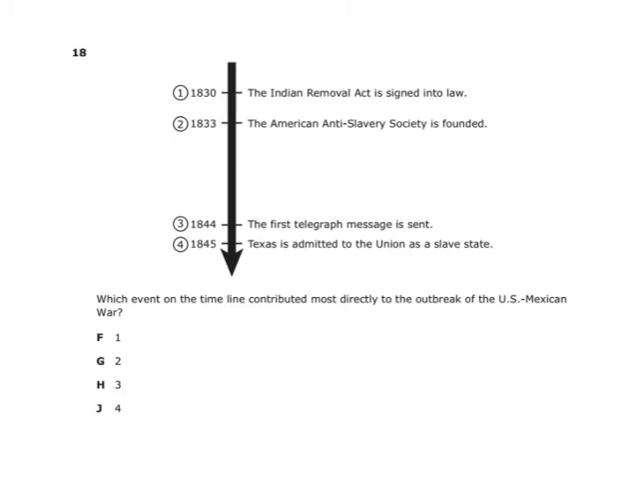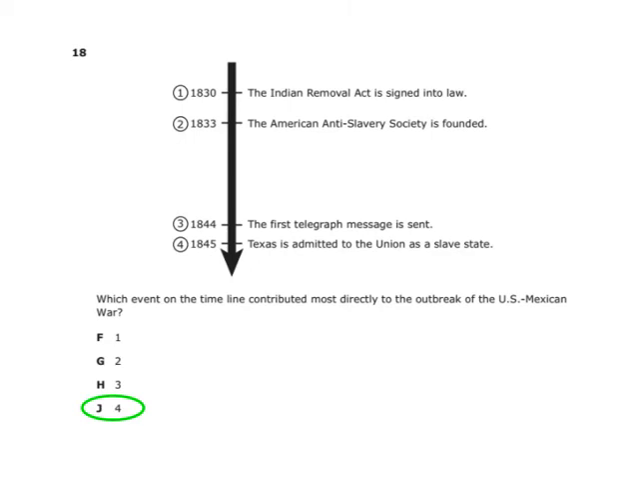1830, the Indian Removal Act is signed into law. 1833, the American Anti-Slavery Society is founded. Number 3, 1844, the first telegraph message is sent. Number 4, 1845, Texas is admitted to the Union as a slave state. Which event on the timeline contributed most directly to the outbreak of the U.S.-Mexican War?